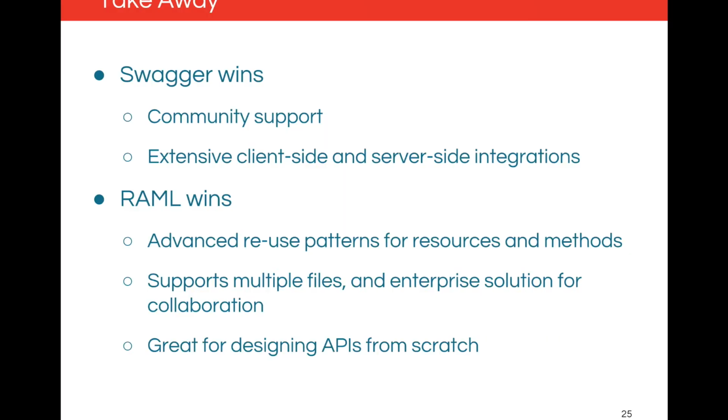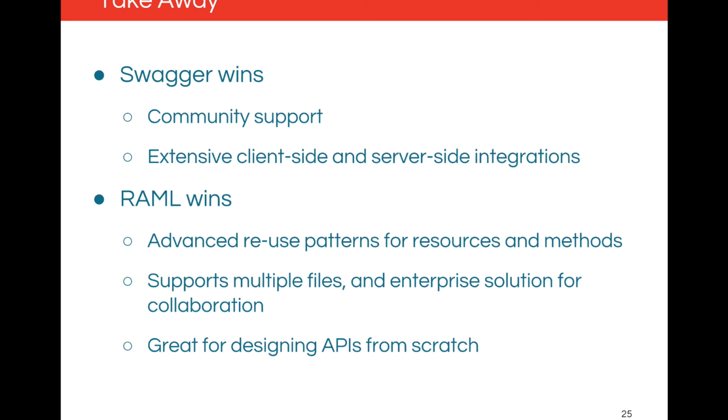So my takeaway of the 3 API documentation languages is that Swagger has an overwhelming hold on the community and has extensive language support for both client-side and server-side. But with the new RAML, it better addresses contract-first design, and especially those reuse patterns, which will prevent you from redefining those patterns over and over again. It also has better support for multiple files, and it's just better in general for designing APIs where you're writing the contract first.